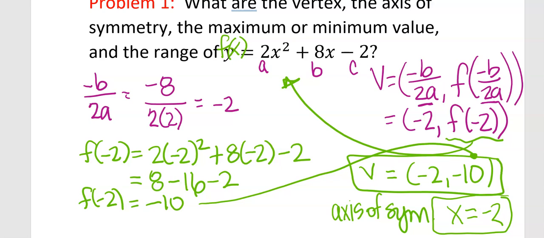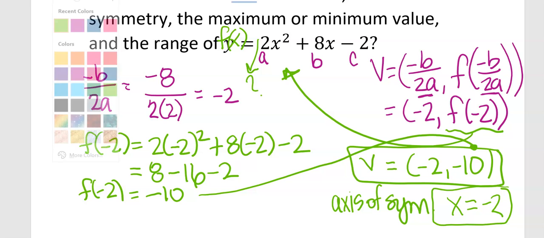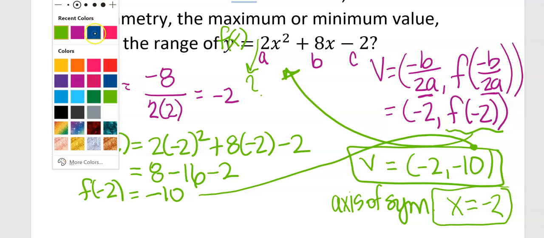So we have 2 of them done. And that's the part where if you did a vertical line at that vertex, it would fold the left side, and it would look like the right side. Then we need the maximum or minimum value. So how do we know what that is? We look at what the sign of this number is. It's positive this time.